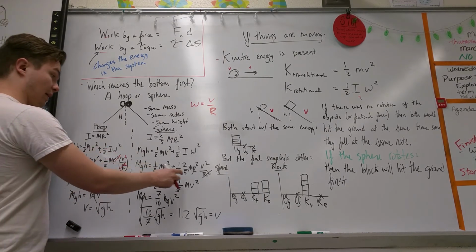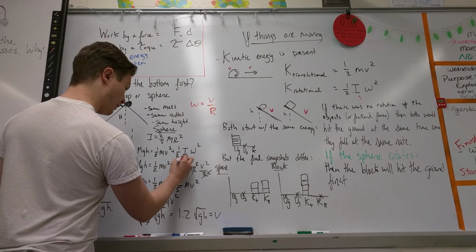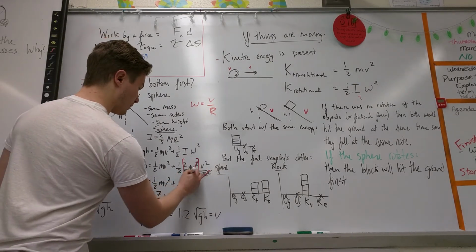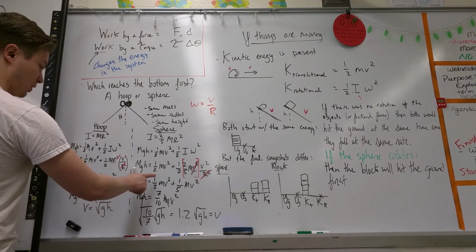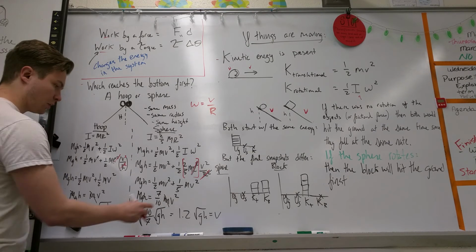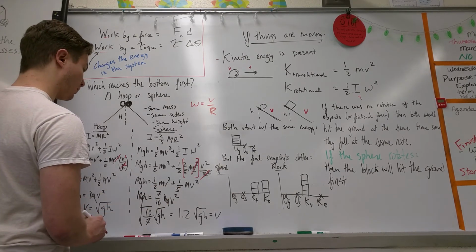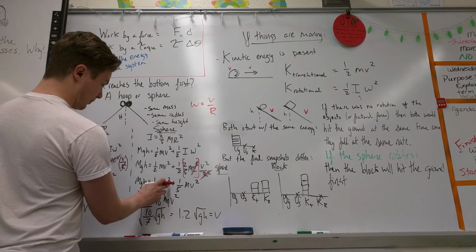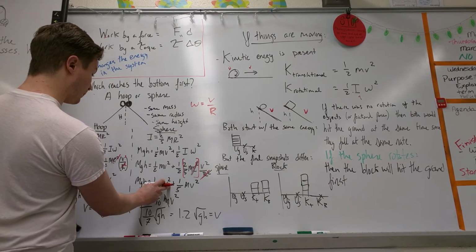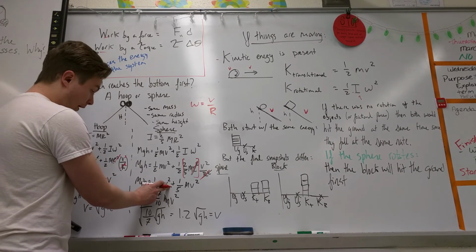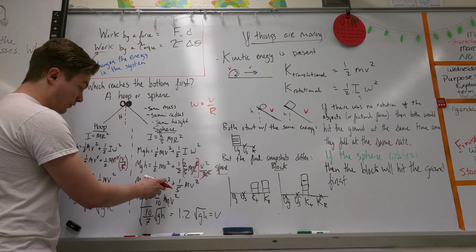In the sphere's case, I plugged in the I here. Well, the r squares will cancel out. So I'm left with mgh equals 1/2 mv squared plus 1/5 mv squared. You add up these two terms. So the way I added them up, if you're unfamiliar with this method, I take this term and I multiplied it by 5 over 5. So it's just 1, it's not changing the value of the term.